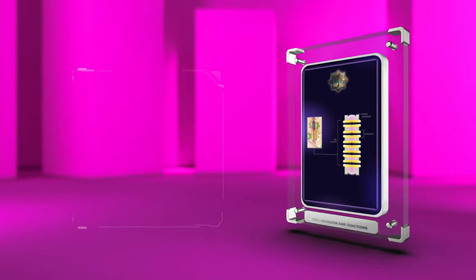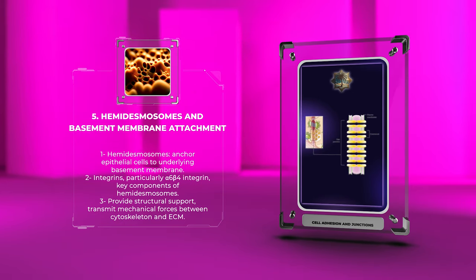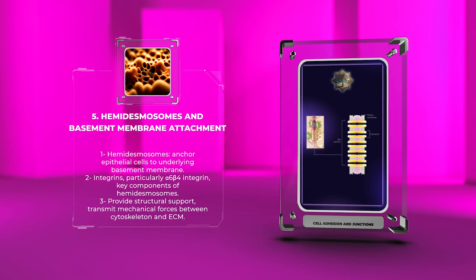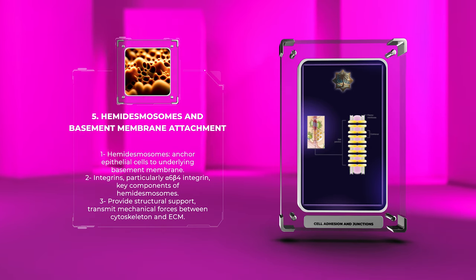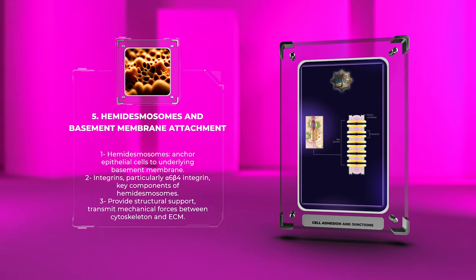Hemidesmosomes are specialized junctions that anchor epithelial cells to the underlying basement membrane. Integrins, particularly alpha-6 beta-4 integrin, are key components of hemidesmosomes. These junctions provide structural support and transmit mechanical forces between the cytoskeleton and the ECM.